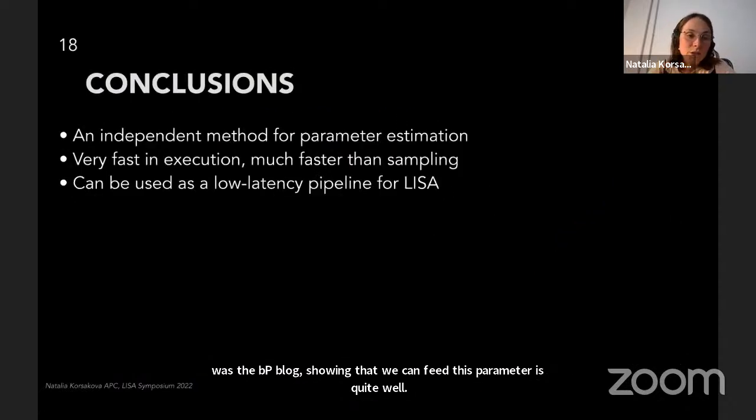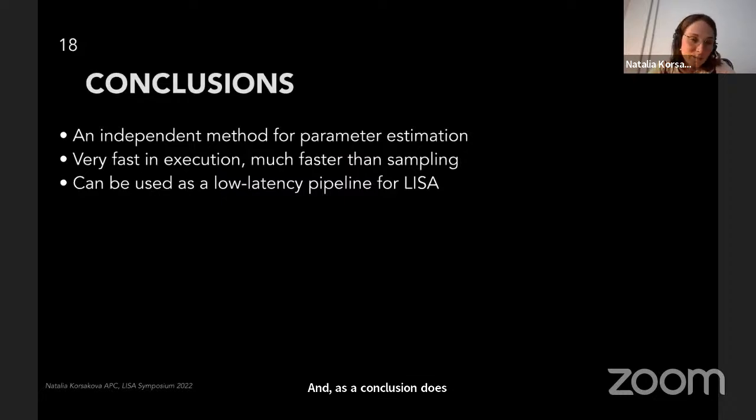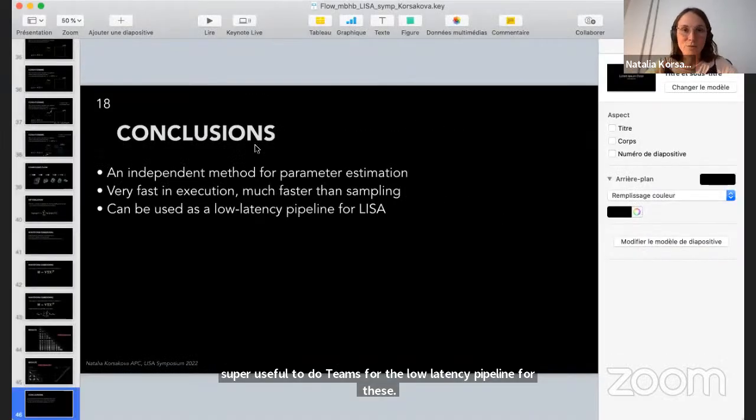As a conclusion, I just want to state that this is an independent method to do Bayesian parameter estimation. Of course it takes time to train, but it is fast in execution. It is much faster than sampling, it just takes several seconds, and therefore it can be super useful for the low latency pipeline for LISA. Thank you for your attention. Any questions?